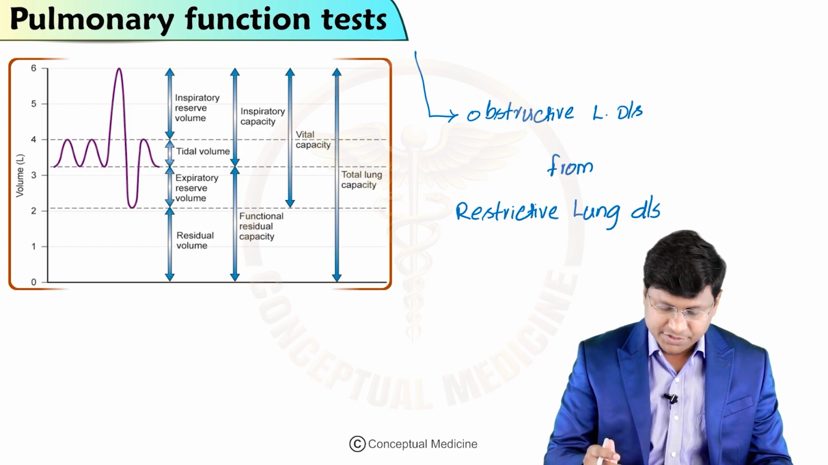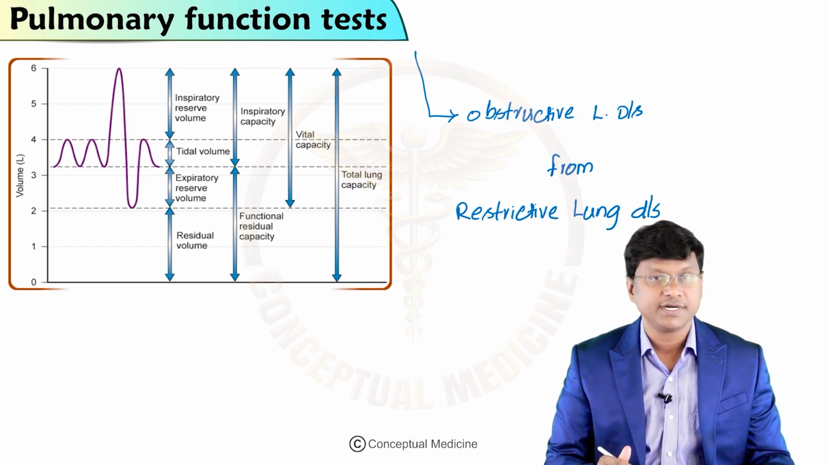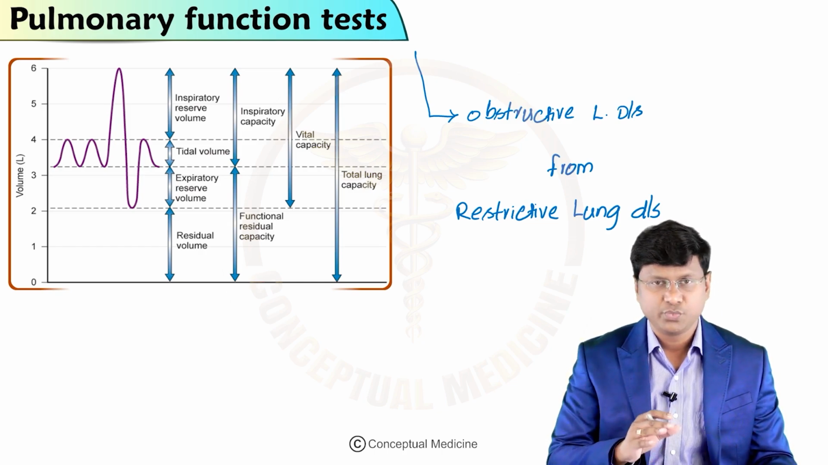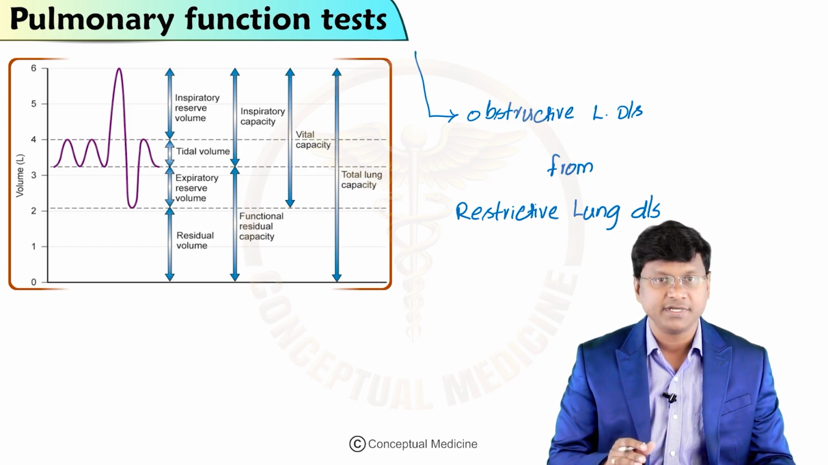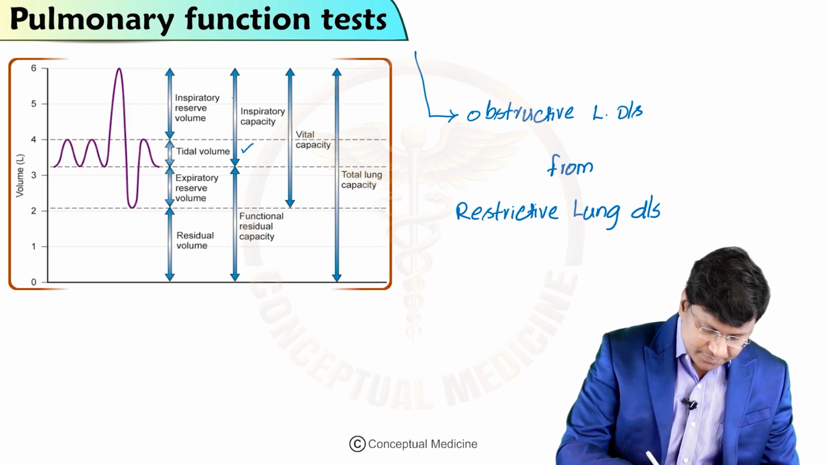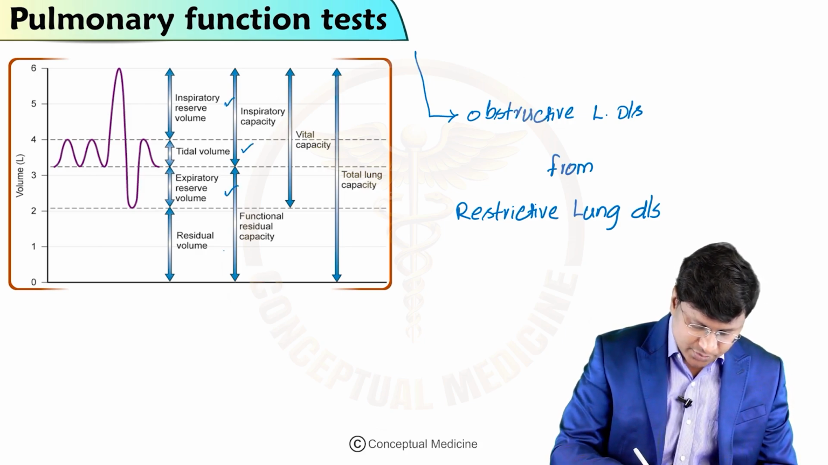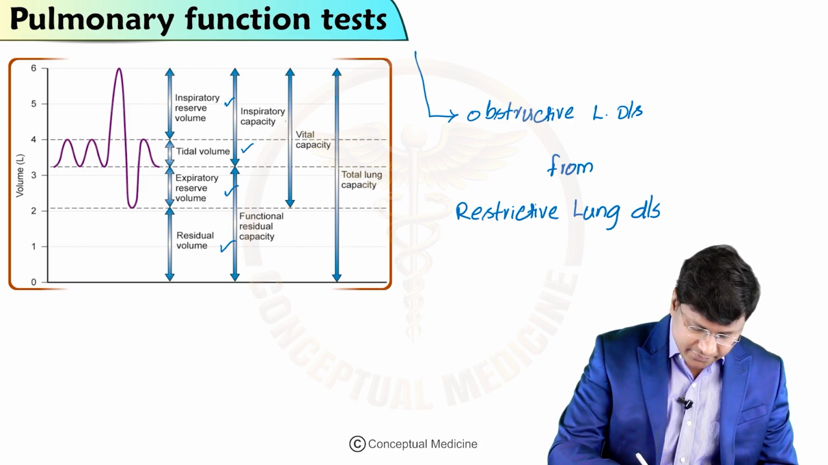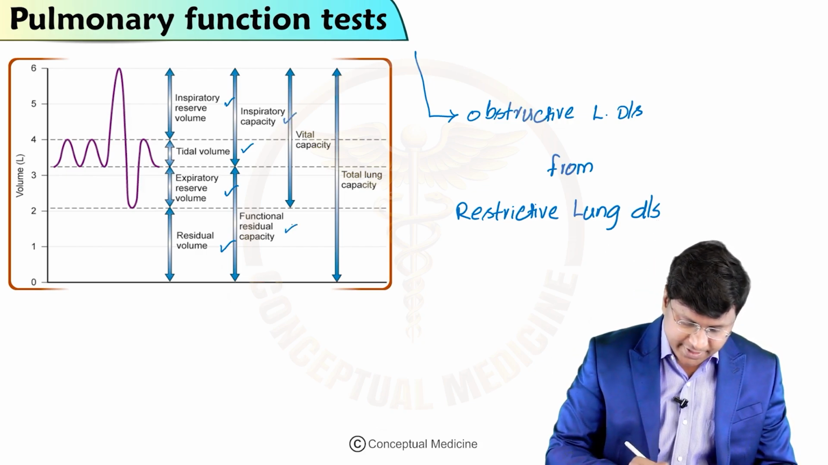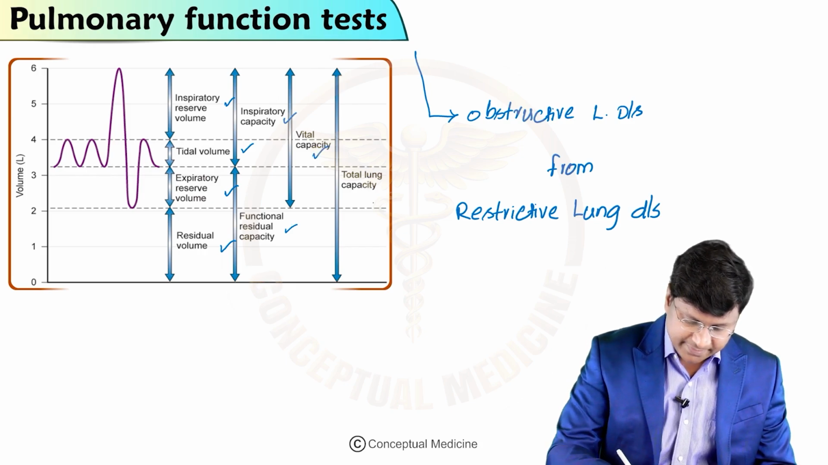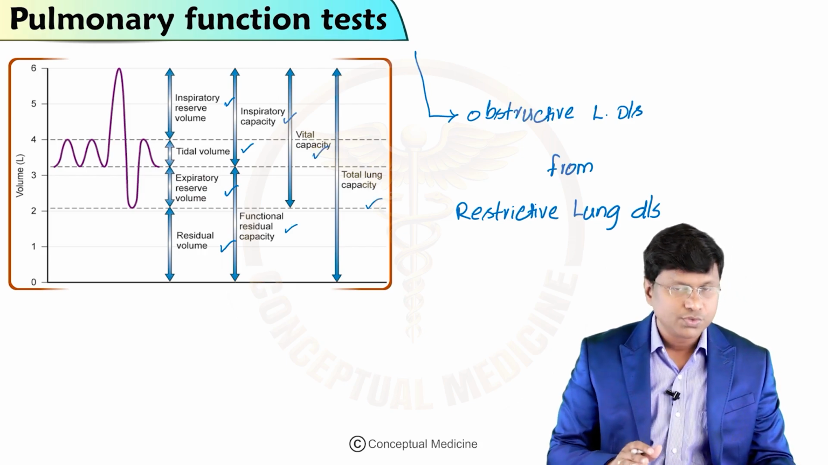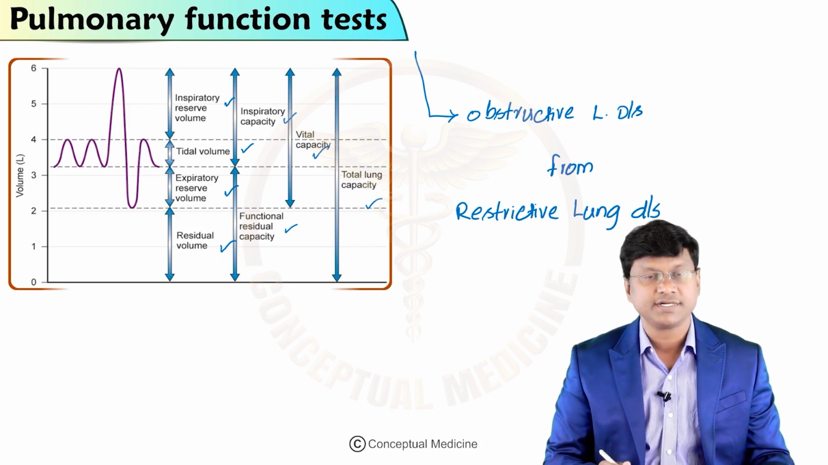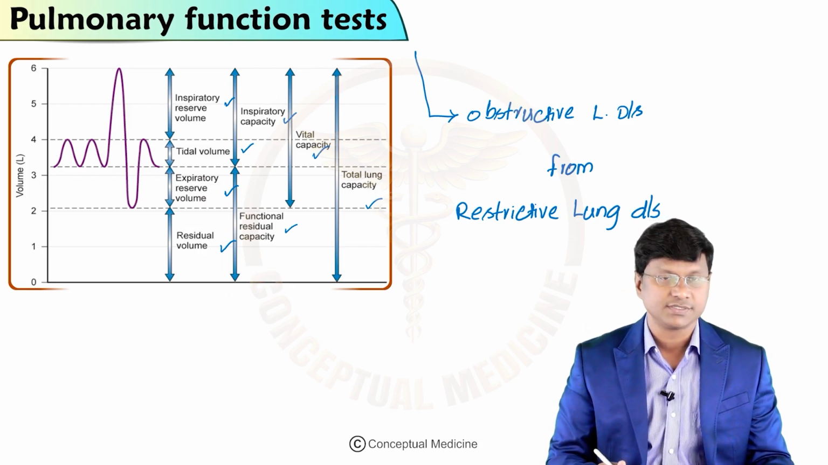And how will you differentiate obstructive from restrictive lung diseases via pulmonary function test? Within the pulmonary function test, we measure the various parameters like tidal volume, inspiratory reserve volume, expiratory reserve volume, and residual volume. Then we also measure the capacities: inspiratory and functional residual capacities, vital capacities, and total lung capacities. By measuring these various parameters, we will be able to differentiate the obstructive lung diseases from the restrictive lung diseases.